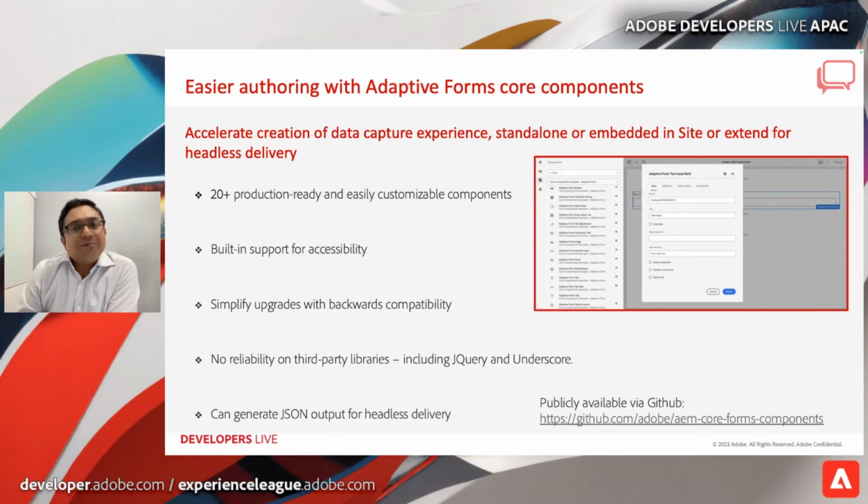Adaptive form core components are a set of standards-based, production-ready, easily customizable data capture components. They use the AEM core component methodology. This enables existing AEM developers to use and extend them easily without an additional learning curve. These components are available publicly on GitHub and are accessible by default. They're easy to maintain with version management as well as backward compatible. There is no reliance on third-party libraries like jQuery and underscore.